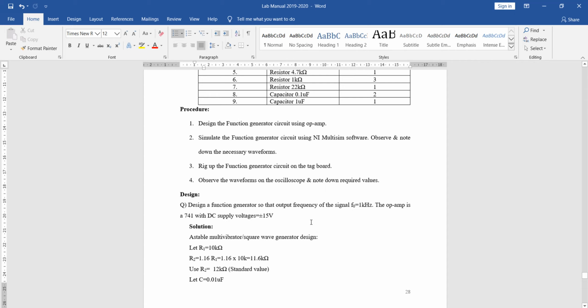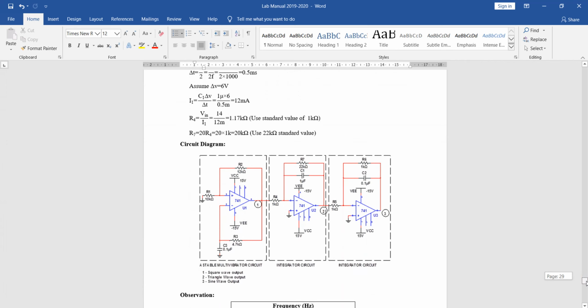So for this particular part, we design a function generator so that the output frequency of the signal is 1 kilohertz. So all three waveforms are of 1 kilohertz. The op amp is a 741 with a DC supply of plus or minus 15 volts. So we will directly move on to the circuit diagram part of this.